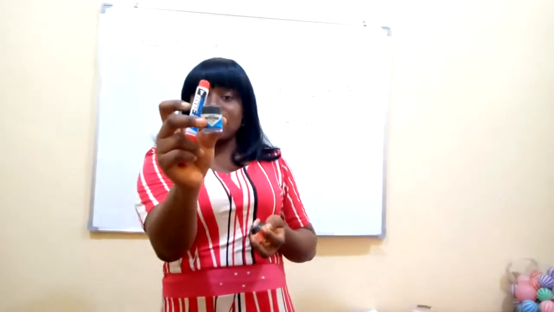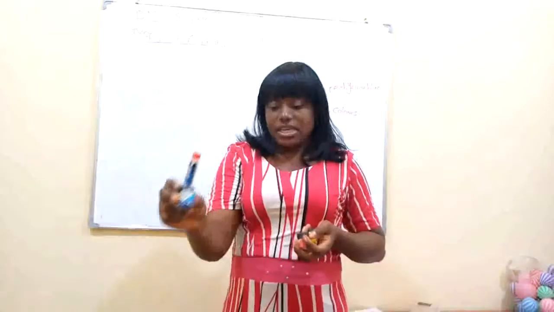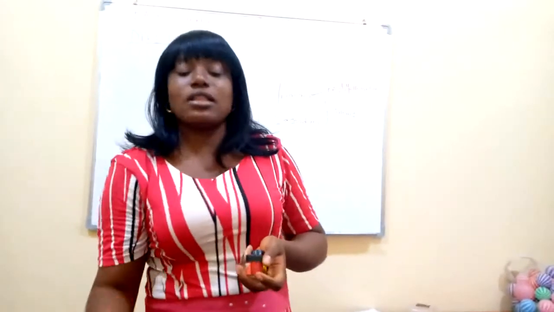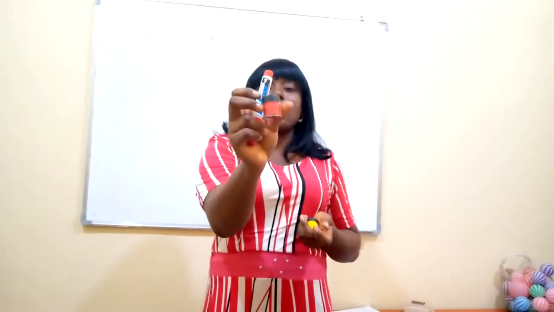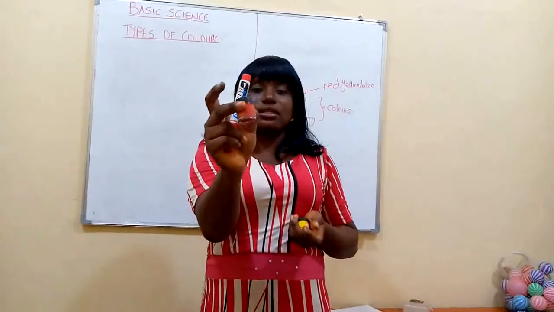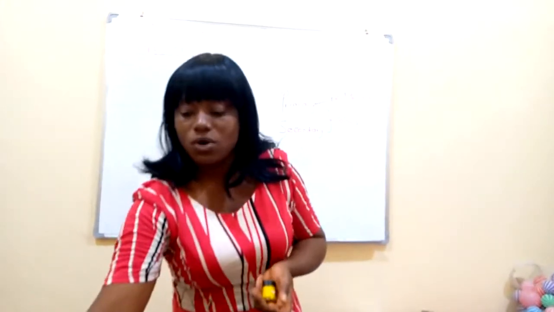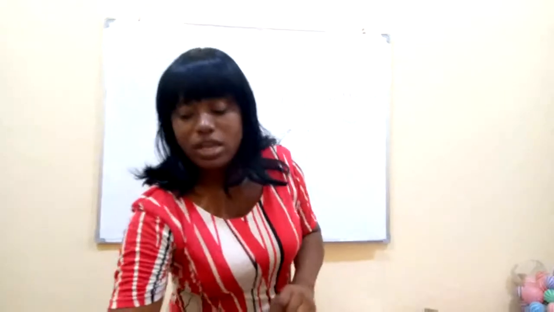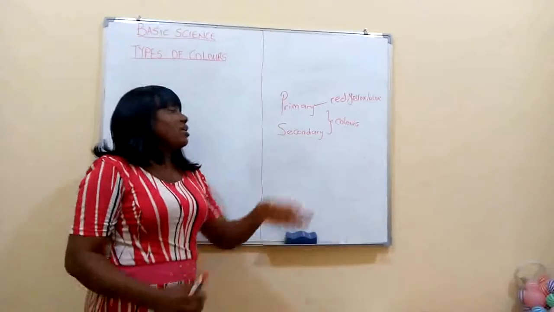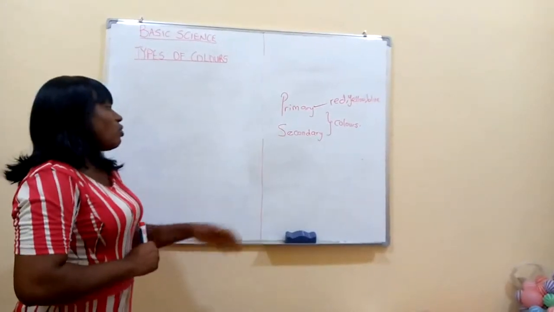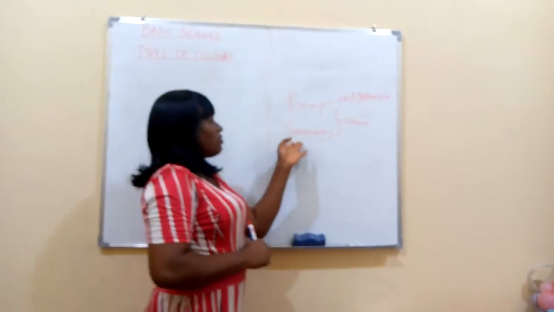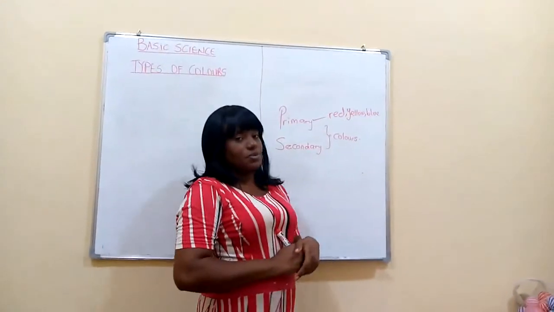This is color blue. Yes. The next one that we have is color red. Yes, color red. Have you seen it? Beautiful. Next we have the color yellow. So these three are the primary colors. Now we will move over to the secondary colors.